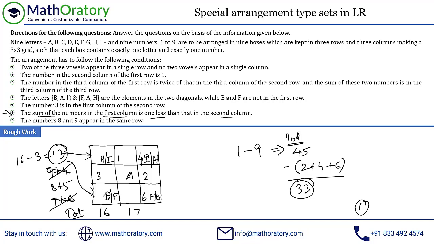But we don't know again which one is 8 and which one is 5. So what I'm going to do is write 8 and 5 here. I don't know the ordering of that. It has to be 8 here, 5 here, or vice versa. So let's leave it at that. And let's move to the next one.